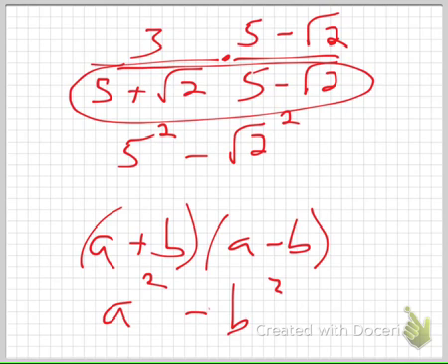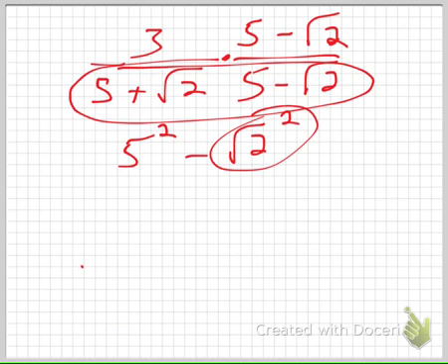Notice the difference, right? This is A squared minus B squared, which means that this is going to be 5 squared minus the square root of 2 squared. What is the square root of 2 squared? 2, right? So it'd be 5 squared minus 2. What is 25 minus 2? 23, which now we've gotten rid of that square root down here, yes? Right? So the denominator is now 23.